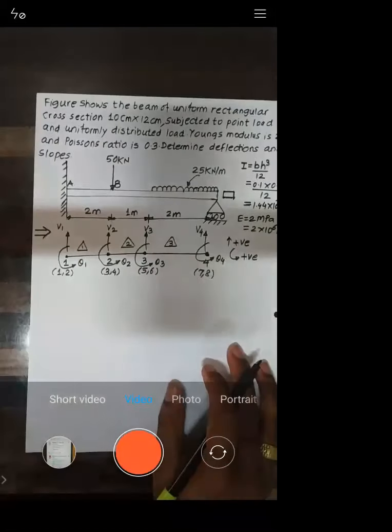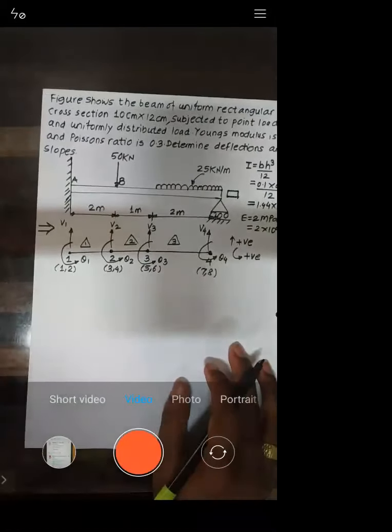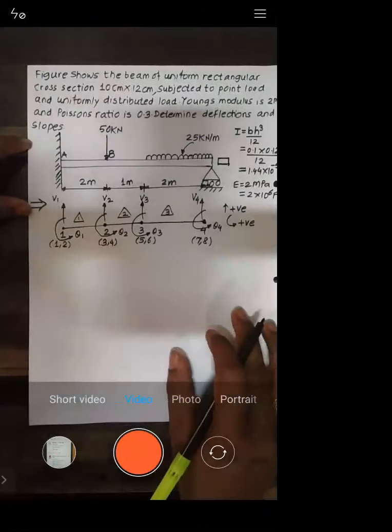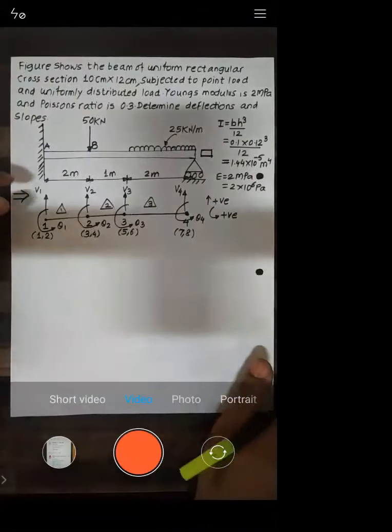So now we need to start the solution of this problem. How will we do that? Let me know how to do that.